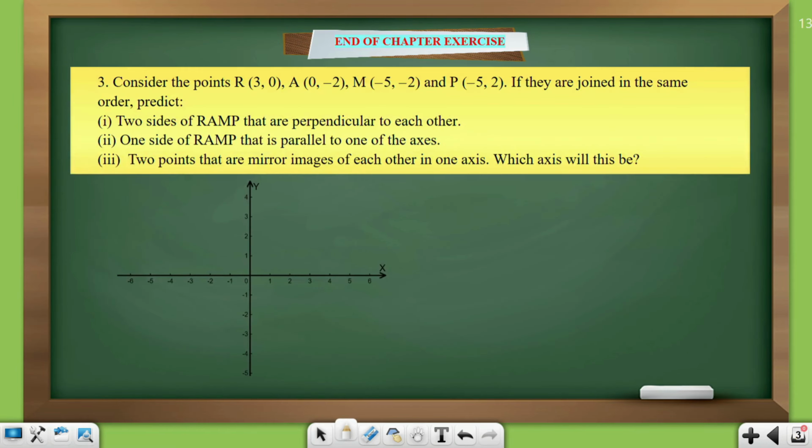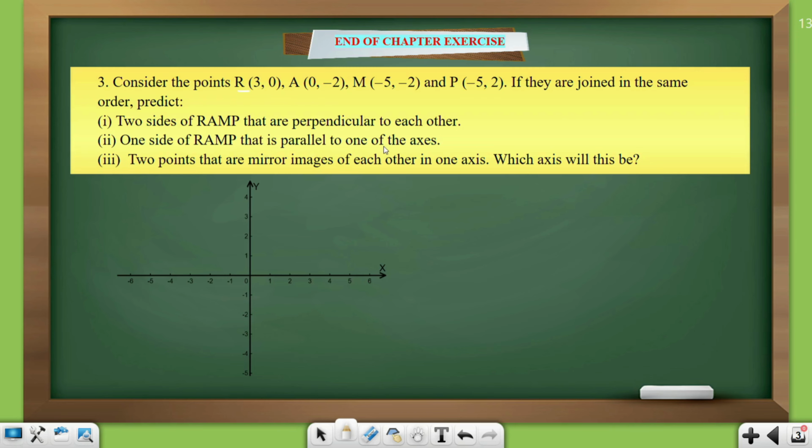Let's move on to the next problem. This is a very important question. Consider the points R(3, 0), A(0, -2), M(-5, -2), and P(-5, 2). If they are joined in the same order, which means we have to start from R, A, M, P.